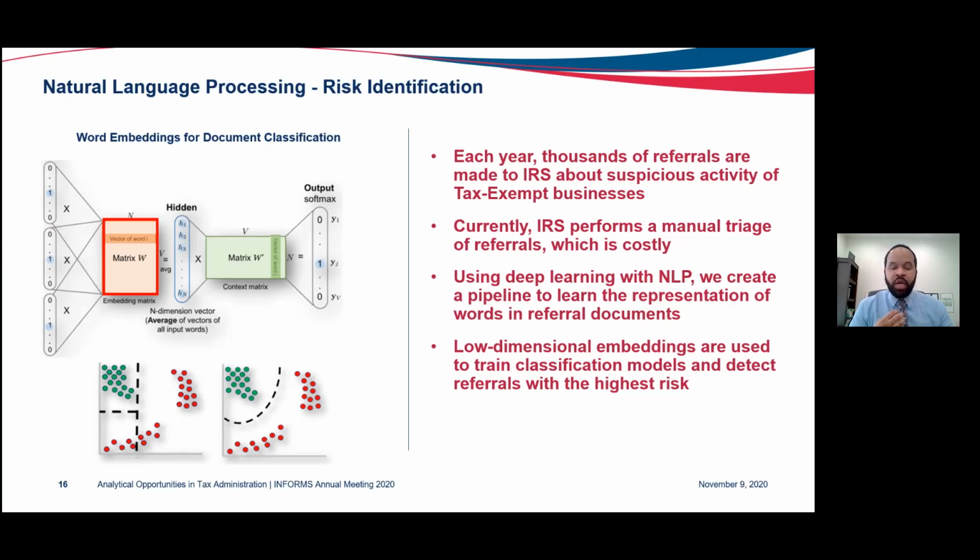So the goal is, how can we better highlight the high priority referrals. The goal for this particular effort is to use deep learning and natural language processing to help reduce the level of manual effort required to triage some of these incoming referrals. So raw text, for a lot of different NLP tasks, you can't really work with it. So the first step is to convert the text into a vector of numbers.